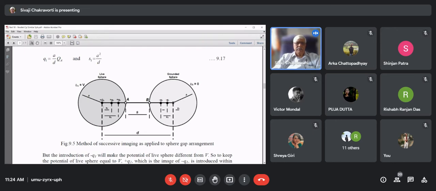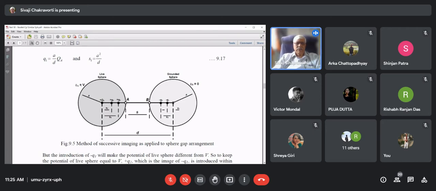The problem is the plus QA and minus Q1 was making the potential of the grounded sphere 0. But now I have one more charge, plus Q2. So now the potential of the grounded sphere will not be 0. So I will have to take another image of plus Q2 as minus Q3. Then plus Q2 and its image minus Q3 will again make the grounded sphere potential 0.